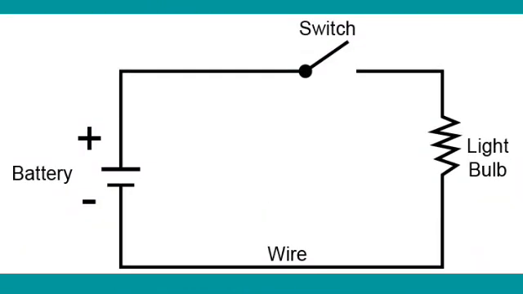A simple circuit consists of four elements. First, battery, which is a source of electricity. Next, wire. It is a path or conductor through which electricity flows. Next, switch. It is used to control the circuit. Next, lamp or bulb. It is an electrical resistor.